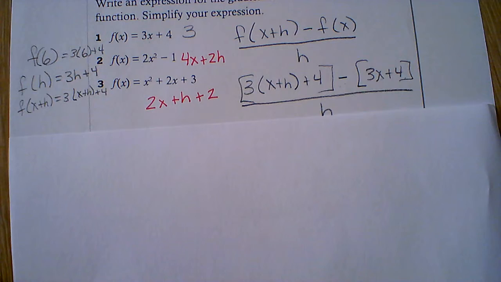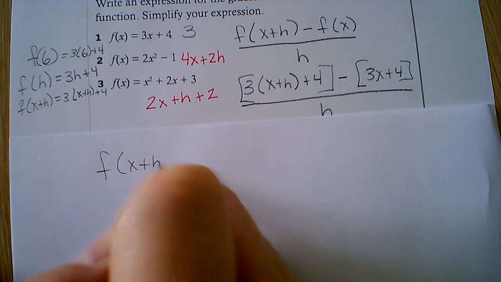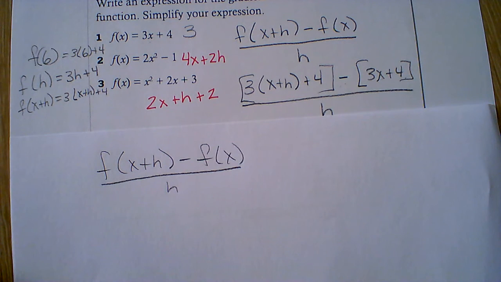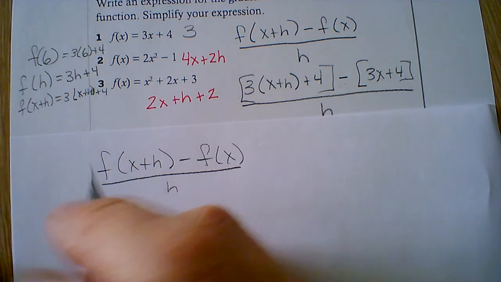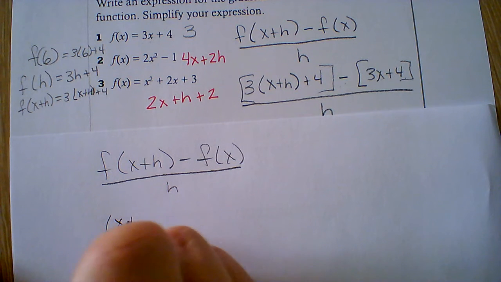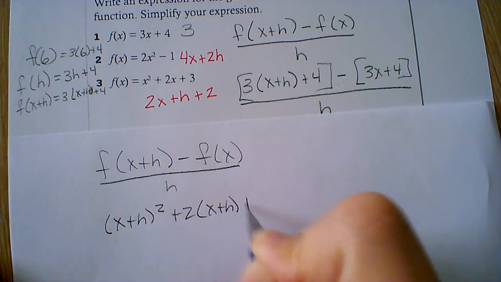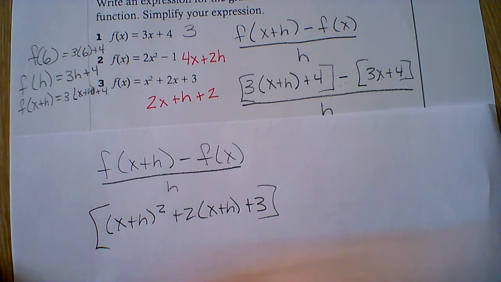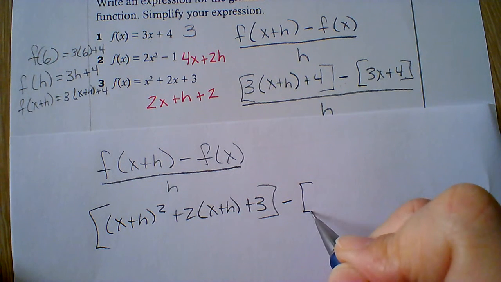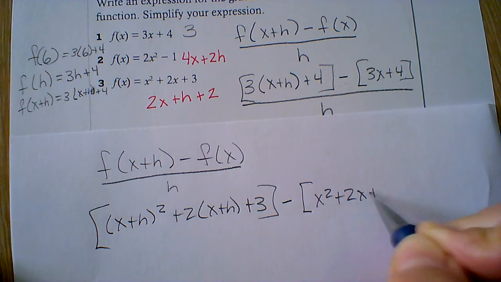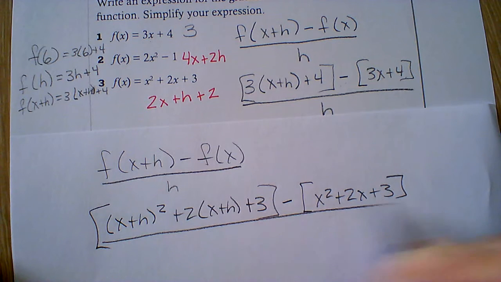Okay. So f of x plus h minus f of x over h. So this is x plus h squared plus 2 times x plus h plus 3, minus x squared plus 2x plus 3, all over h. Okay, so everywhere you see x, you have to plug in x plus h, right?